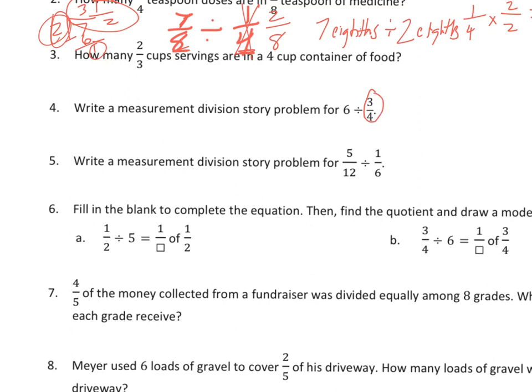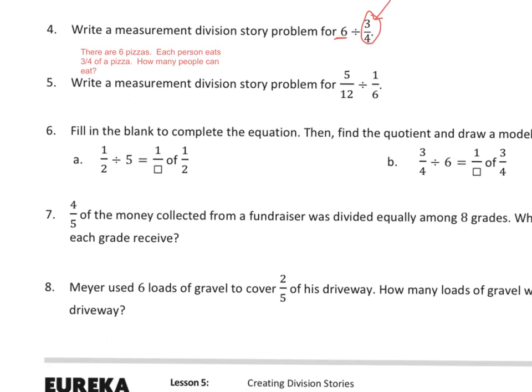So my problem could be for this, there are 6 pizzas, and each person is going to eat 3/4 of a pizza. How many people will be eating? So that's one way I could do this word problem. There's my word problem there because I know the size of the group. I need to know how many groups there are going to be. Where with partitive, you know how many groups there are. We just need to know what the size is. So there's my problem for that for 4.